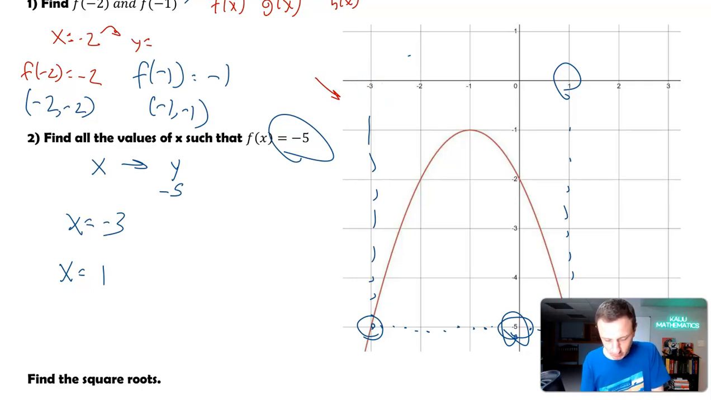And when x is equal to +1, I get the y value of -5. So there are 2 spots that result in a y value of -5.